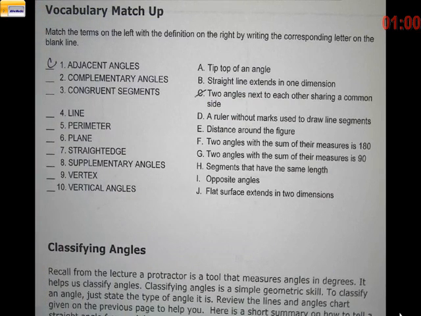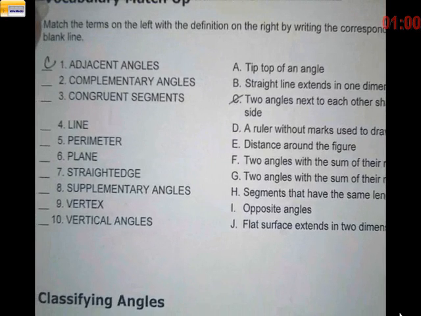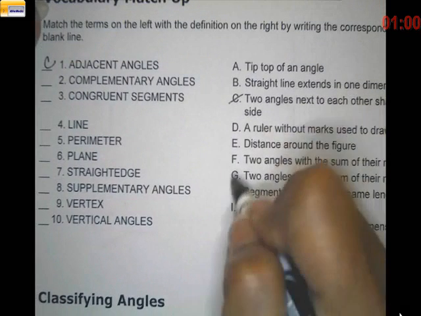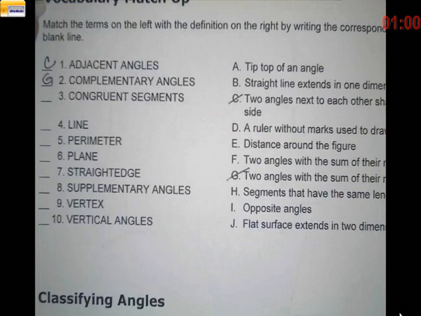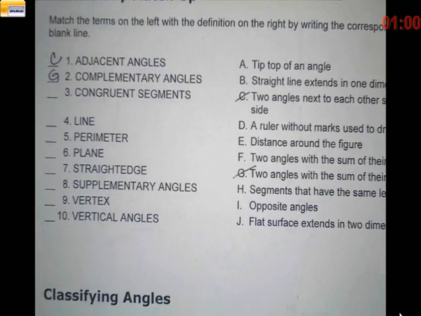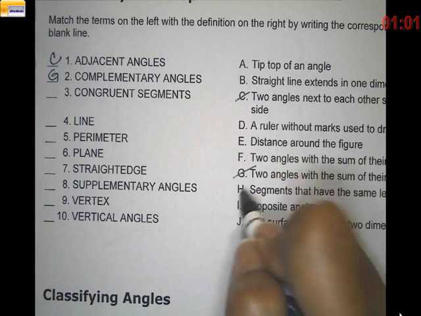What about complementary angles? G, yeah, they have to add up to 90, right? So G. What about congruent segments? What does congruent mean? Same. So they have to have the same length. So that would be H.